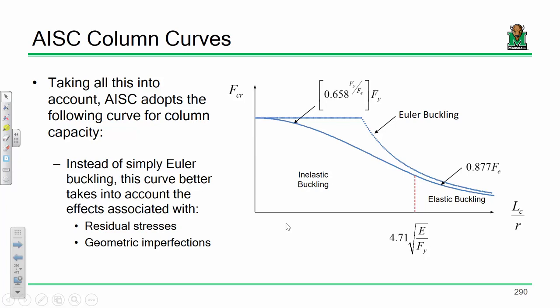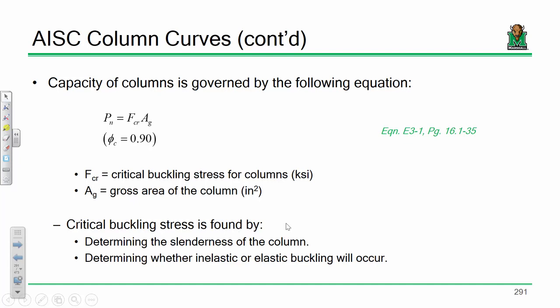However, if we're in inelastic buckling, which is, spoiler alert, where most of our columns are going to be, then our capacity is computed as follows. Remember, that fraction that you see there, that's an exponent. Okay? So our capacity is the phi value 0.9 times this critical buckling stress times the area. So it's 0.9 times a stress times an area.